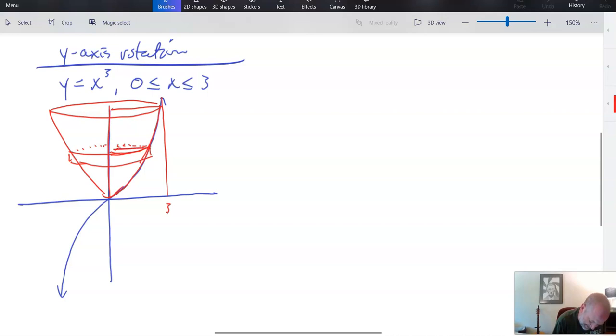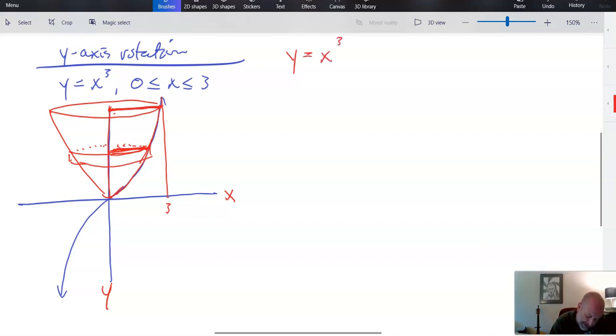Right? And so we need the radius of that disk, which is the distance between the y-axis and the function, right? Which means if we rewrite this function as a function of y, it will give us our x distances instead of our y distances, right? And this is a distance between 0 and 3 in this case, right? But down here, it's just the distance between 0 and the function, whatever the function happens to be. So we need to figure that out in terms of a function of y.